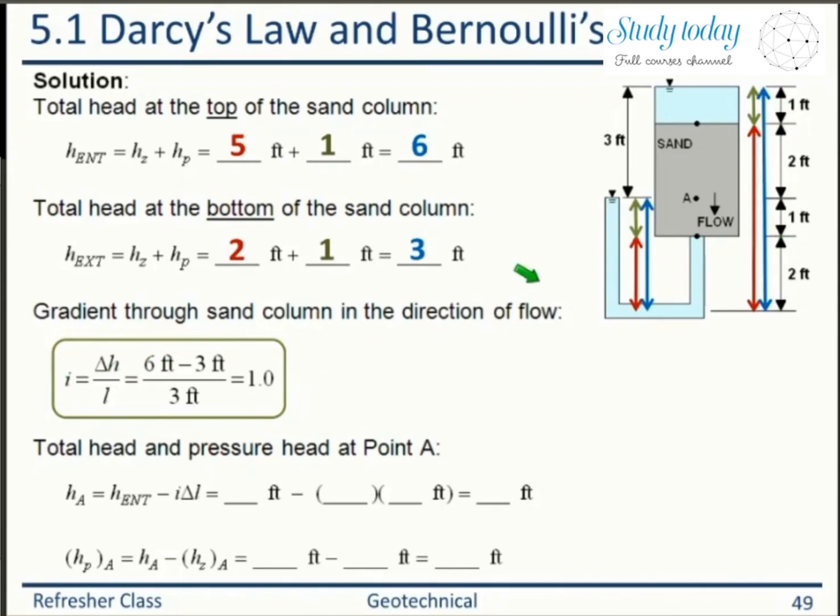So total head at point A would be 6 minus hydraulic gradient i, 1, multiplied by 2. From there to point A is 2, right? That gives you 4. Therefore the pressure head at point A is 4 minus elevation head 3, so minus 3 gives you 1. So whichever way you do, you will get the same answer. Okay? Any question?